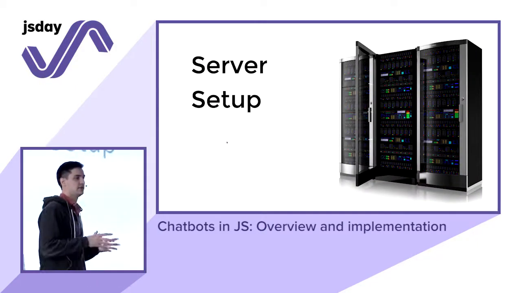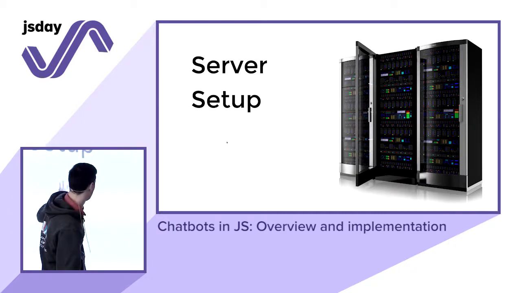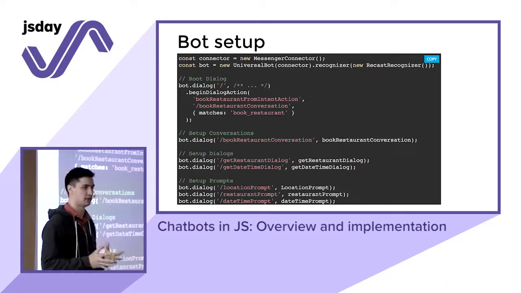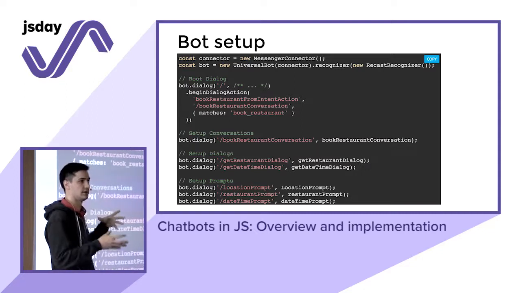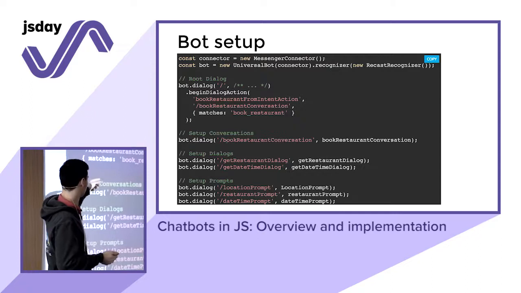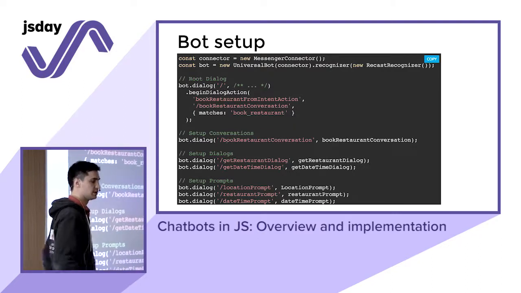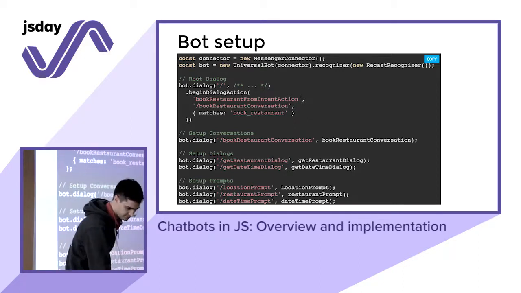Okay, so now you have created a conversation, dialog, and prompt. How do you set all of this up? Well, the first part is that you have to declare a router. Basically, you have to declare your entire dialog structure. So you have to declare your conversations, your dialogues, and your prompts, so they can be used within conversations and dialogues.